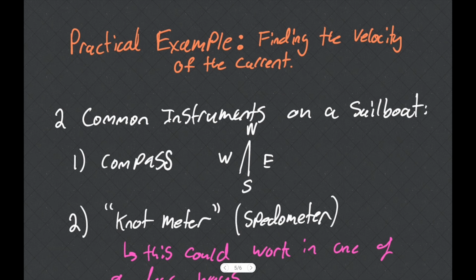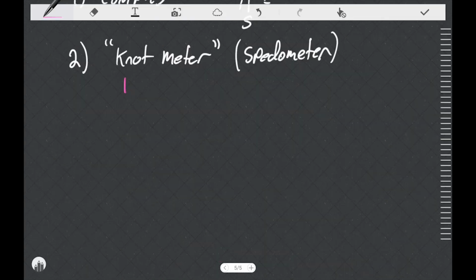Okay, so now I want to give you a practical example of something that you might actually do if you were navigating, say, a keelboat with a paper chart and a pen and paper. So we'll start off, we'll say two common instruments on a sailboat are a compass and a knot meter, or a speedometer. Now, speedometers can work in one of a few ways.